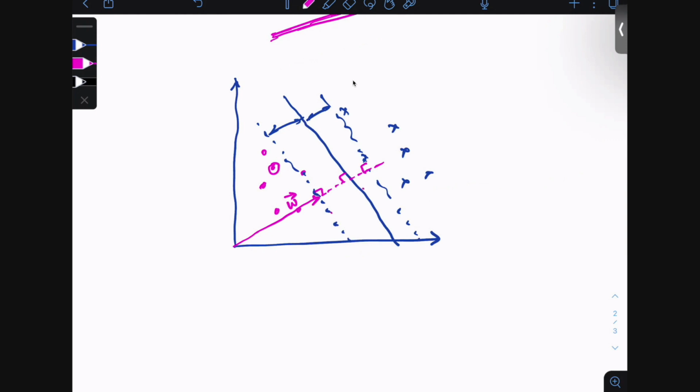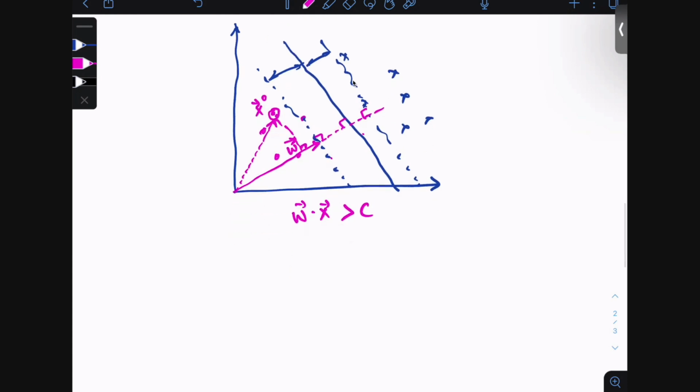Correct? Now let's say this point is X, for which we have to do the prediction. This is my X vector, right? This will be a vector. We'll take the projection of X onto W. Okay, correct? And how will we write it? Just as we learned for the dot product or cosine similarity, it is W dot X, and we'll mark this quantity as greater than a constant c. Now we'll see why we are marking it as a constant c, right?